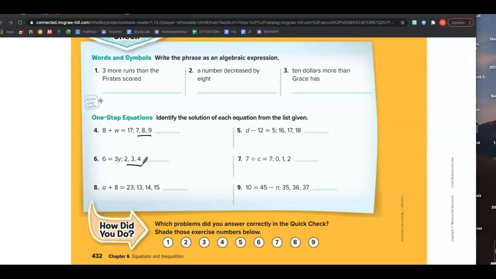So looking at number 4, 8 plus what will give us 17? 9. So then your answer would just be 9. So one of those numbers at the end is the actual answer. You have to tell me which one it is. That is what the book homework is.